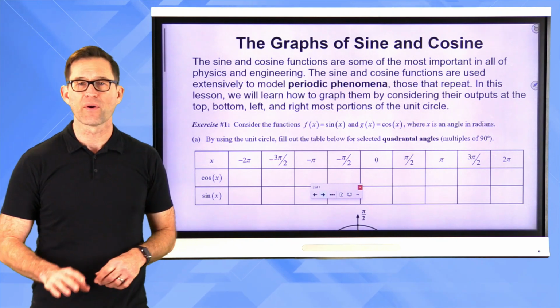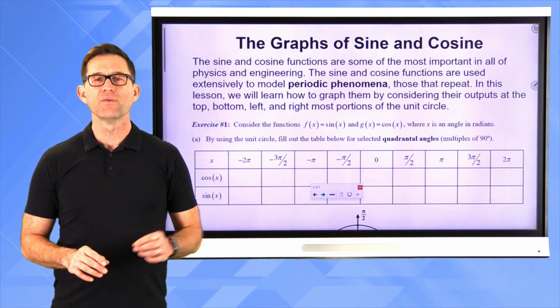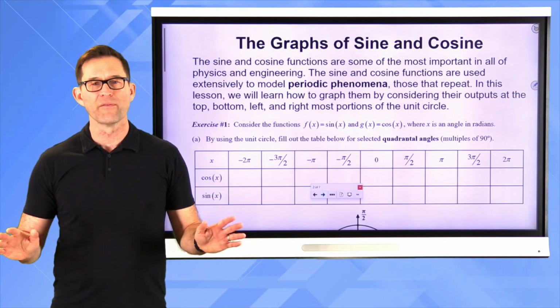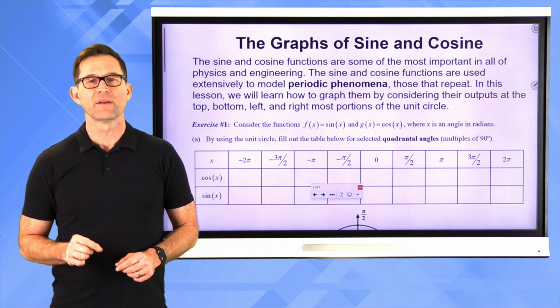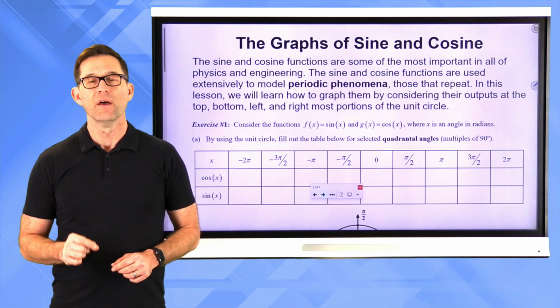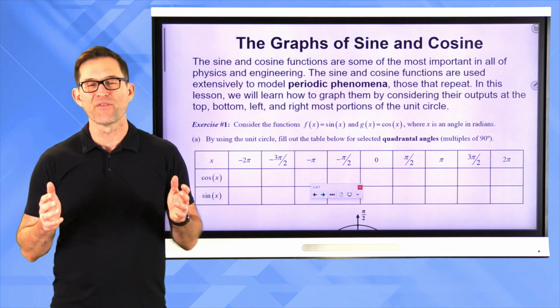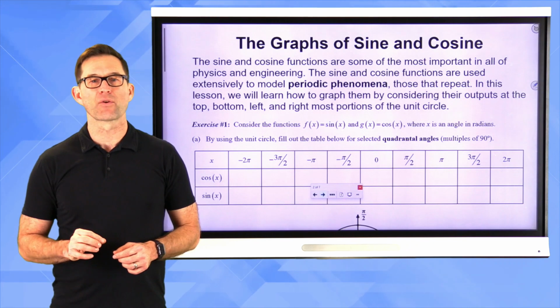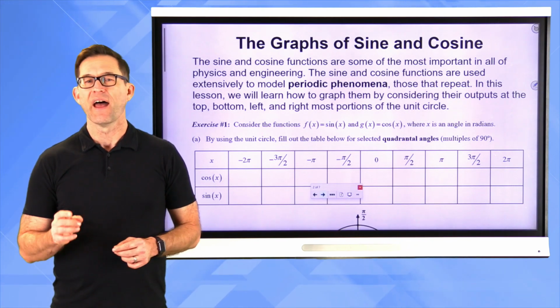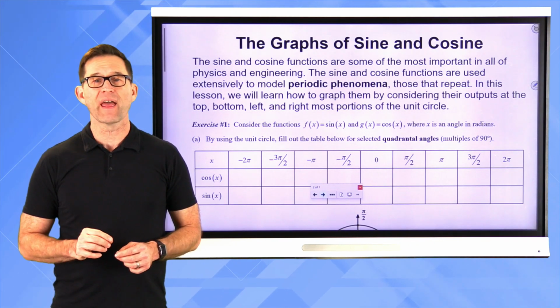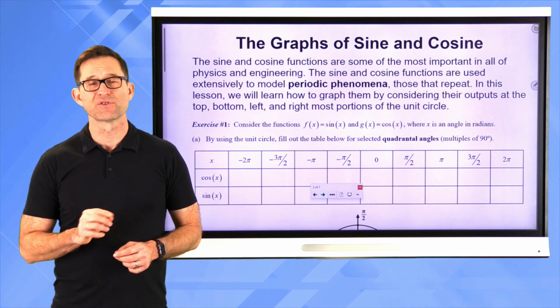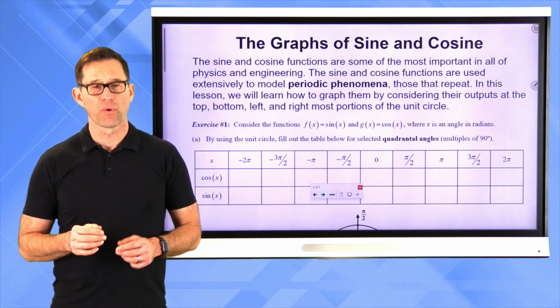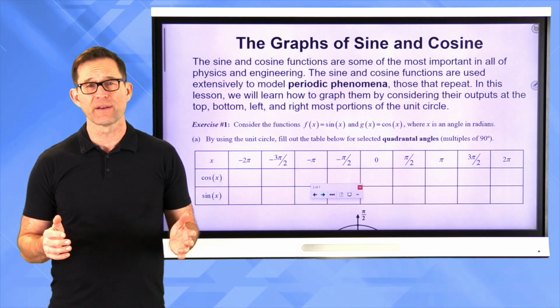All right, here we go. The graphs of sine and cosine. The sine and cosine functions are some of the most important in all of physics and engineering. They are used extensively to model what are known as periodic phenomena, those that repeat. In this lesson, we will learn how to graph them by considering their outputs at the top, bottom, left, and right most portions of the circle. And as a reminder, those are the portions of the circle that are called the quadrantal angles.